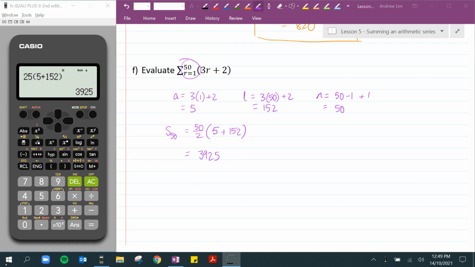So now you should be able to establish and use the formulae for the sum of the first n terms of an AP.